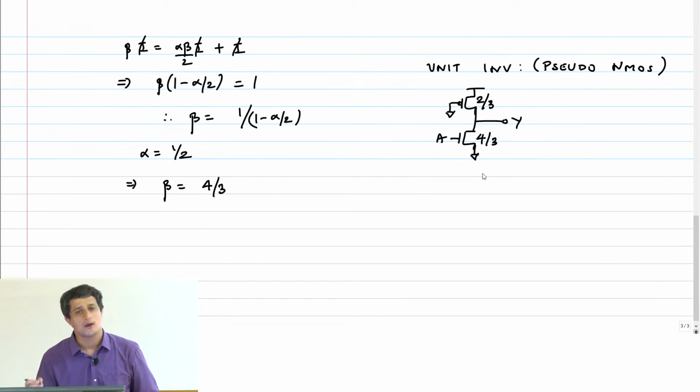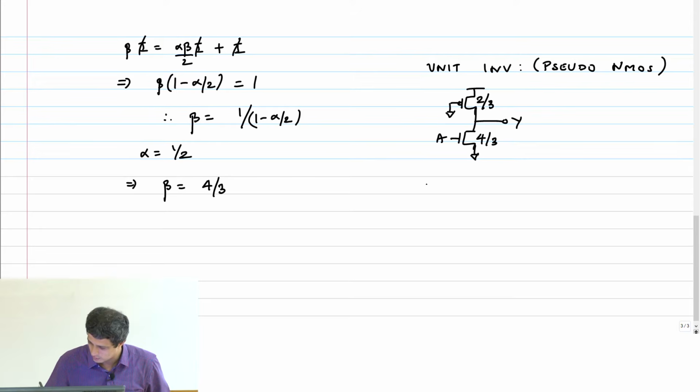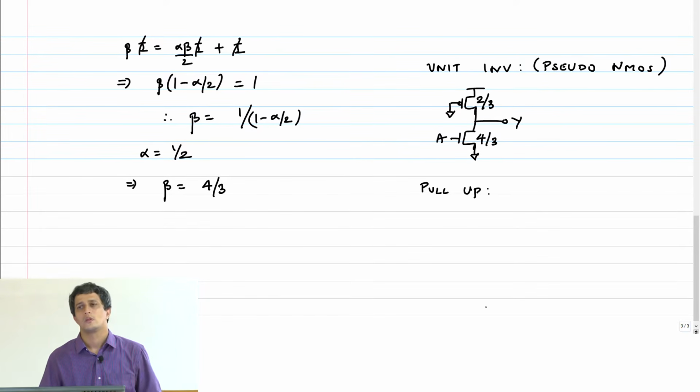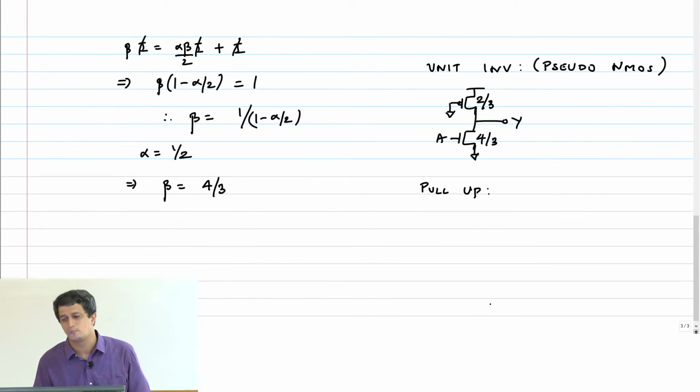So now I want to calculate the logical effort of this gate. We'll first do the pull-up logical effort. The load capacitor is being charged up through a PMOS transistor of size 2/3. So I first need to construct my reference static CMOS inverter of the same drive strength. Remember that, right?